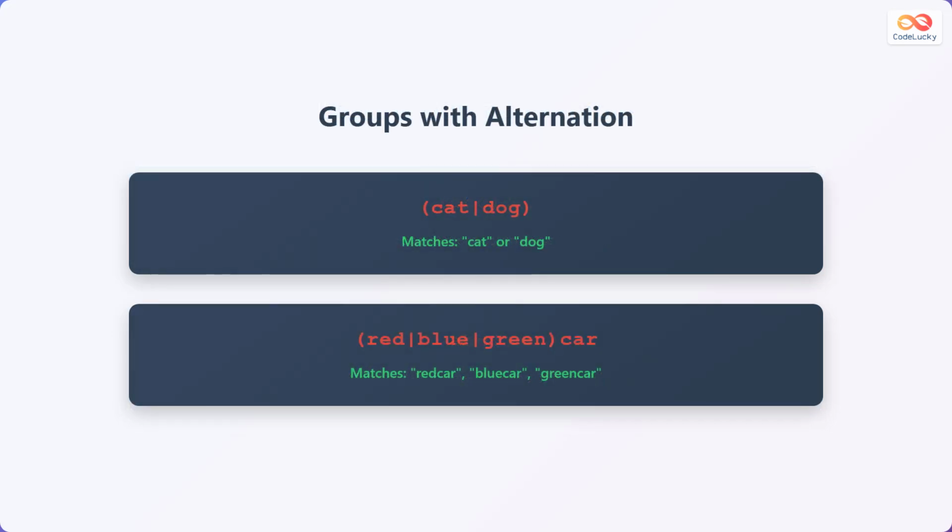Groups can be combined with alternation, which is the OR operator, denoted by the pipe symbol. The regular expression pattern (CAT|DOG) matches either CAT or DOG. Another example is the regular expression pattern (RED|BLUE|GREEN)CAR, which matches REDCAR, BLUECAR, or GREENCAR.